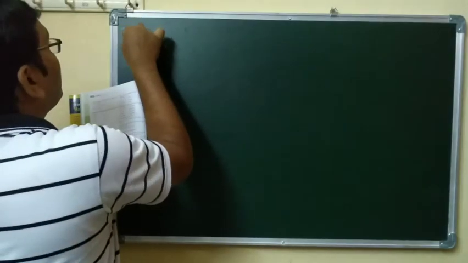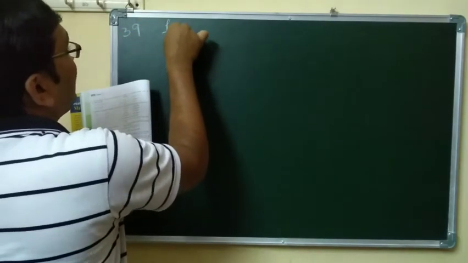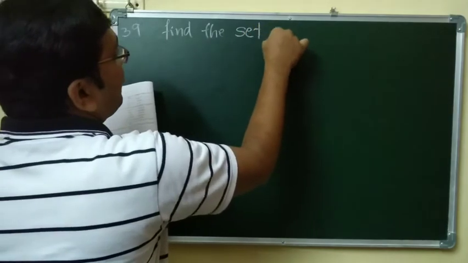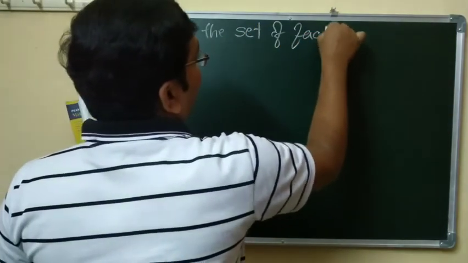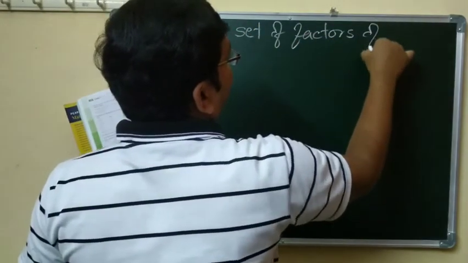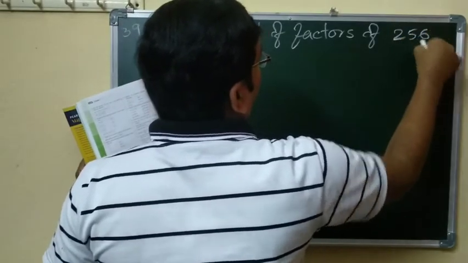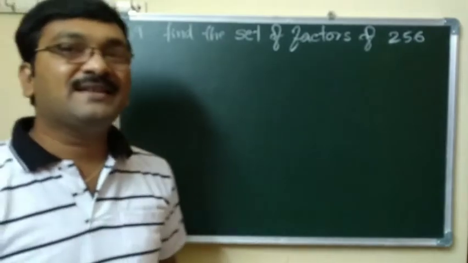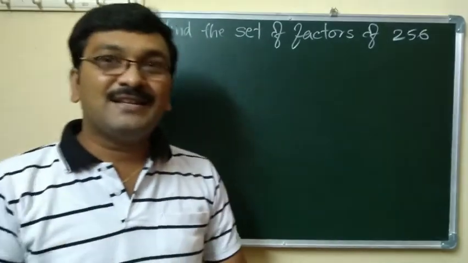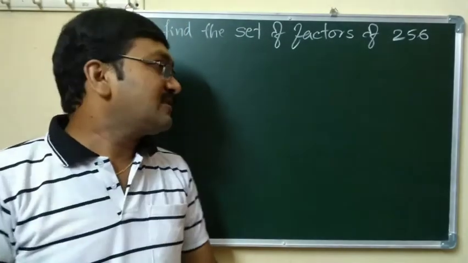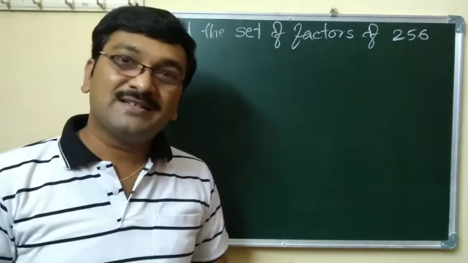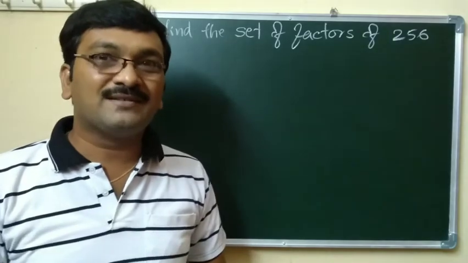See, 39th question, find the set of factors of 256. Okay, is there any logic? Suppose if you write the factors of 256, shall I write until 256? Otherwise, is there any logic?